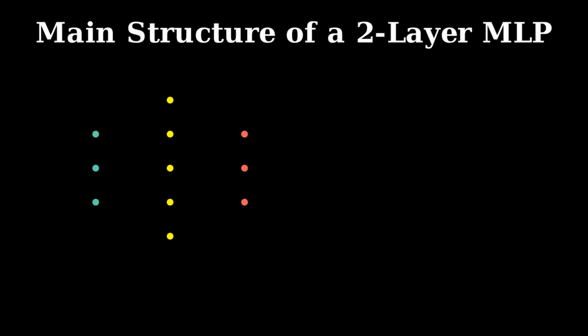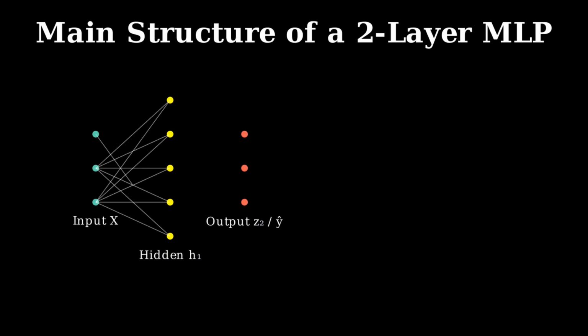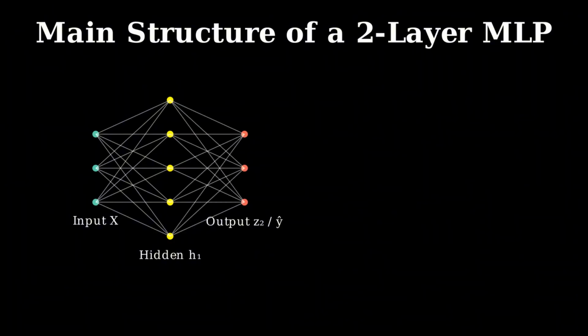Today I'll be explaining a two-layer perceptron and train it on a regression curve, concentric rings, and 3 Gaussian blobs. Here's the main structure of an MLP: the input layer, the hidden layer, and the output layer. Each circle represents a neuron, and every connection is a weight that the network learns.